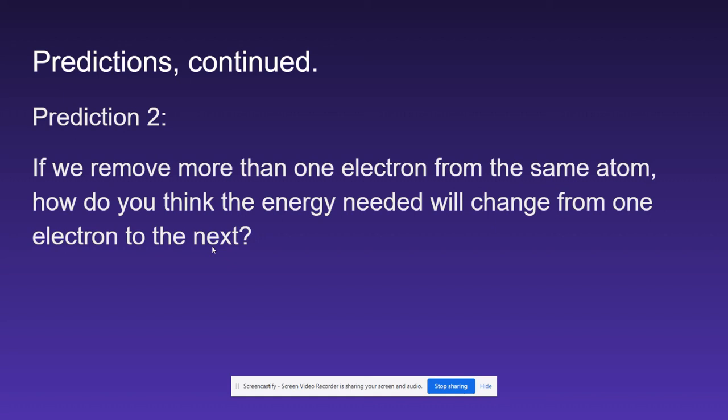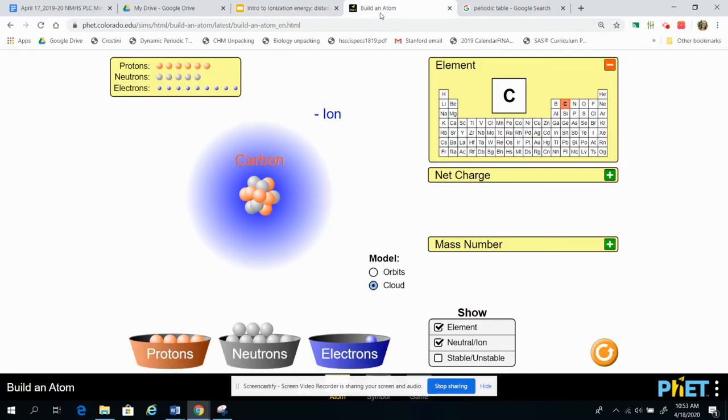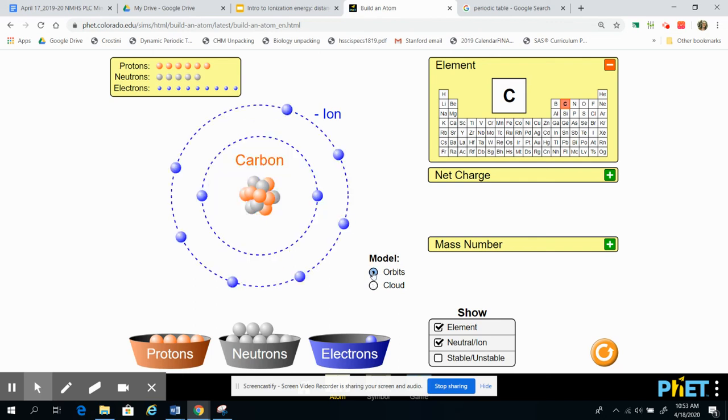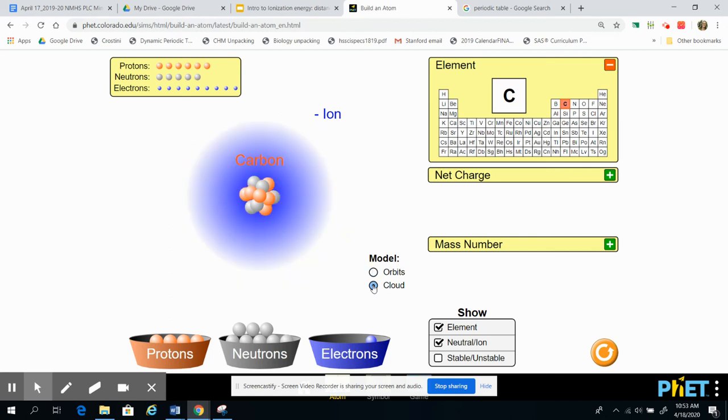Prediction 2, if we remove more than one electron from the same atom, how do you think the energy needed will change from one electron to the next? And we're going to jump over and look at the atom builder for a clue on this. I've got an atom already built. Here's the way we looked at it. Nucleus in the middle, electrons around, but there's also this electron cloud model that we're going to talk more about. And this is useful for visualizing this. Watch what happens as I remove electrons. There's 1. There's 2.